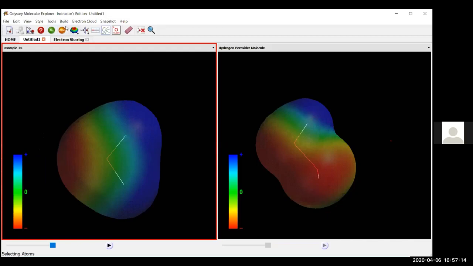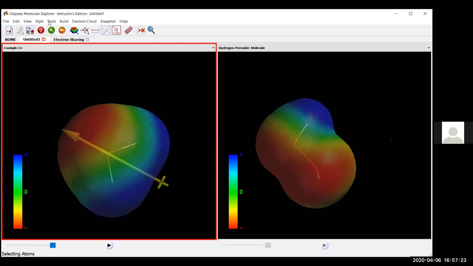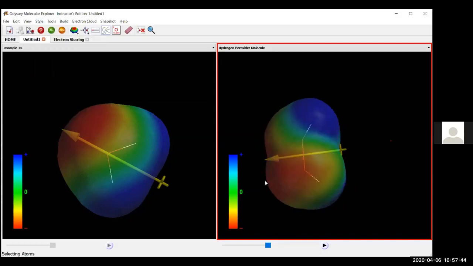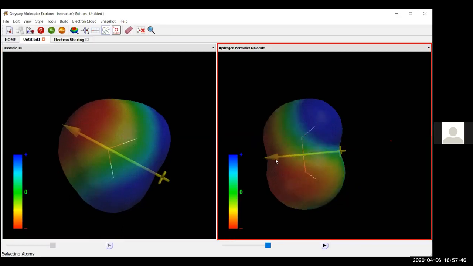For example, compare polarity in terms of the polarity map or in terms of the dipole arrow. Here I'm showing the dipole arrow for this molecule, and the dipole arrow for the other molecule. There's always a red screen around which side of the two models is active. Now I chose the right side, and I go to dipole arrow. Here this is a smaller number.